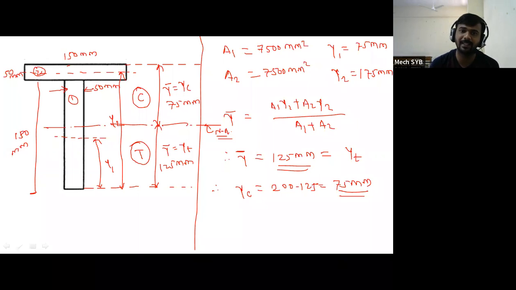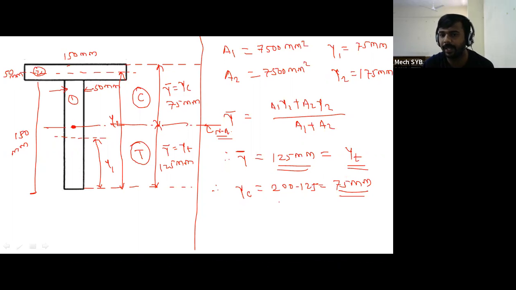Draw another center line. That center line is the neutral axis, and it is not at the center. So the first y bar is equal to YT is equal to 125 mm and another y bar is equal to YC is equal to 75 mm.